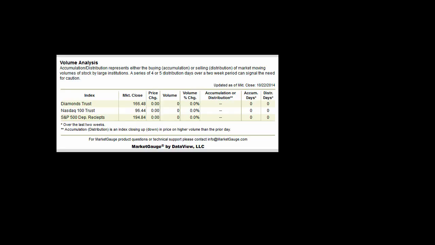Market Gauge Volume Analysis. In this week's volume analysis, all indexes ended in neither accumulation nor distribution mode. In the last 2 weeks, the Nasdaq 100 Trust had 0 accumulation days and 0 distribution days. Of the other indexes, both the Diamonds Trust and the S&P 500 Deposit Receipts ended in neither accumulation nor distribution mode. Accumulation days are counted when the index closes up on higher volume than the prior market day, while distribution days occur when the index closes down on volume higher than the prior market day. Last week also, the Nasdaq 100 Trust ended in neither accumulation nor distribution mode.